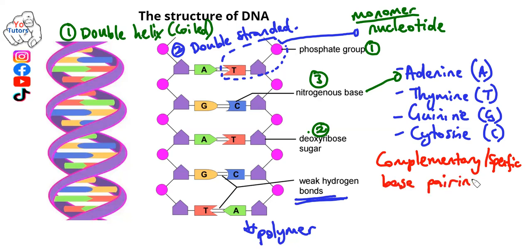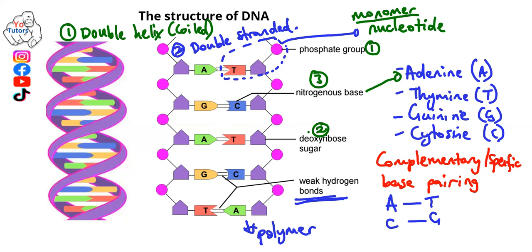What do we mean by that? We are saying specific base pairing. What am I writing now? Specific base pairing. So specific base pairing, we are saying A can only pair with T, and C can only pair with G. So adenine can only pair with thymine, and cytosine can only pair with guanine. That's what you must remember about the structure of DNA.